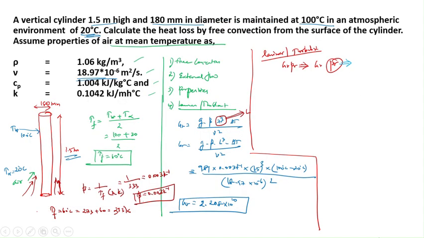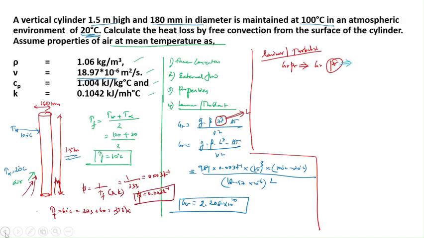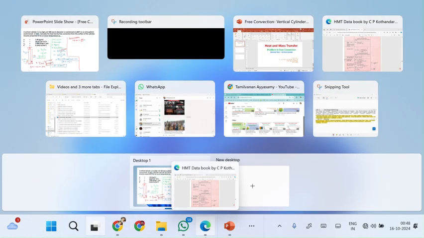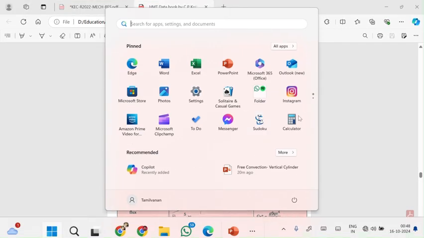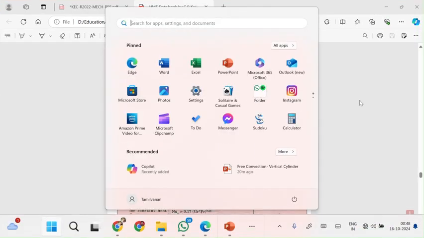Right? So here in the data book, just wait. I think the system is not supported. Okay. In the data book, listen. Sorry. Wait.